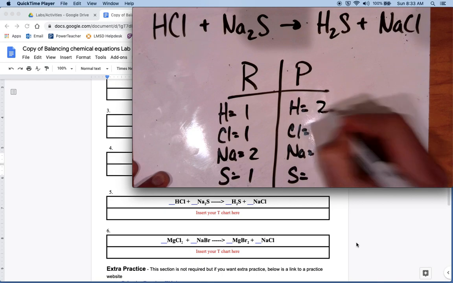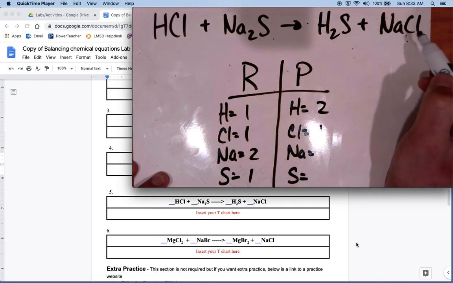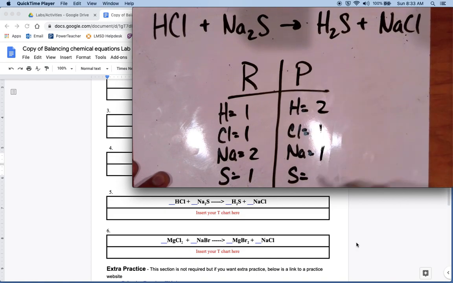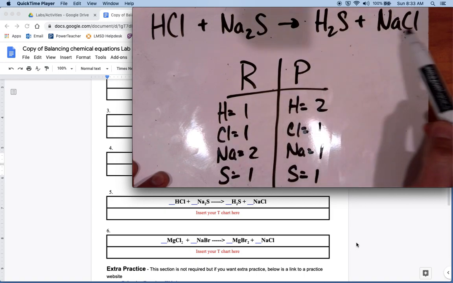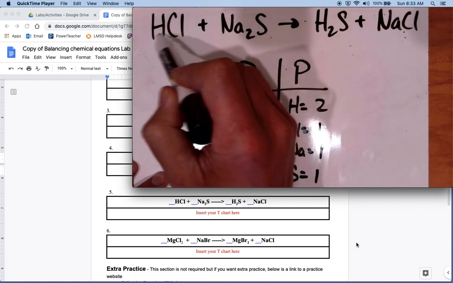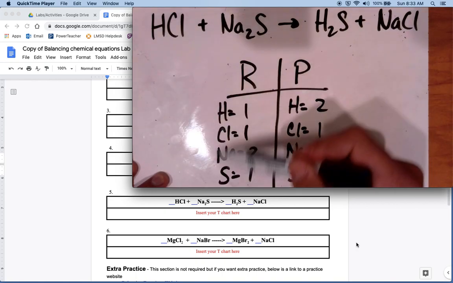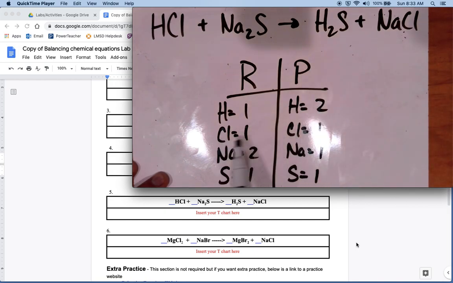Hydrogen on this side, I have 2. Chlorine, I have 1. Right? Sodium, I have 1. And sulfur, I have 1. Now, one thing I will do is that instead of trying to put them into the order that I like, I try to put it across. So I use the reactant side as my order, and I use the exact same order on this side, so that way I can look across really, really simple.